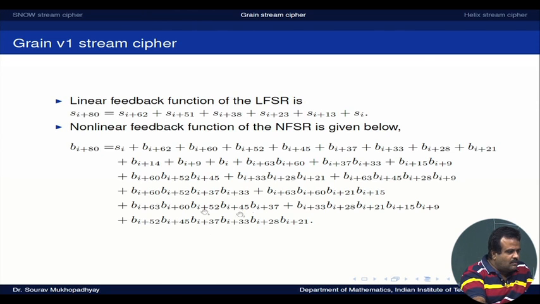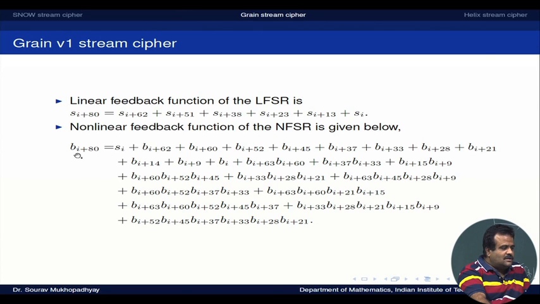So let us talk about how the feedback function of the LFSR works. It is basically taking this many bits. This is an 80-bit register, and among these 80 bits we are taking the 64th bit, 51st bit, 32nd, 38th bit. These are the bits contributing in this f function. So this is how we make the feedback, the state update function of the LFSR.